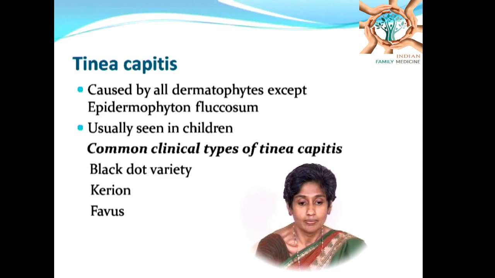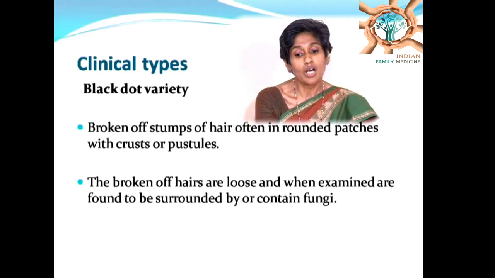The black dot variety is the most common type of tinea capitis seen. What one sees is broken off stumps of hair, often in rounded patches with crusts or pustules. These broken off hairs are loose and when examined are found to be surrounded by or contain fungi.